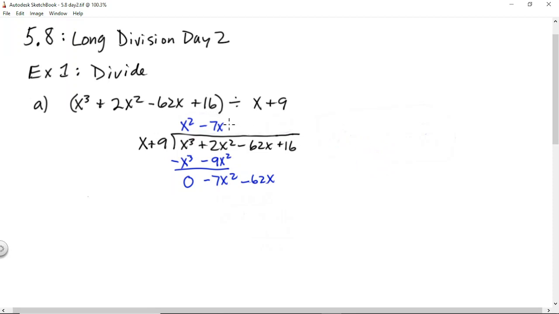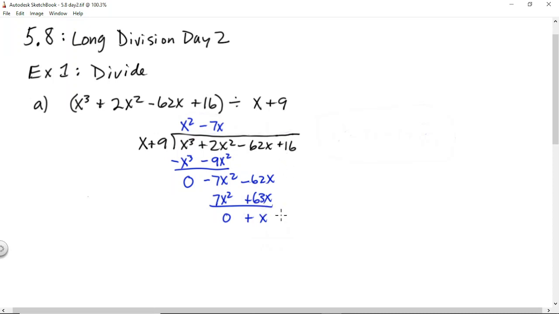So we now multiply negative 7x times x plus 9, that is. And negative 7x times the x is negative 7x squared. We write the opposite of that. We write positive 7x squared, because we're going to add the opposite. Okay, so negative 7x times 9, negative 63x. So we write positive 63x. Now we add vertically. We get the 0 here. We get x here.